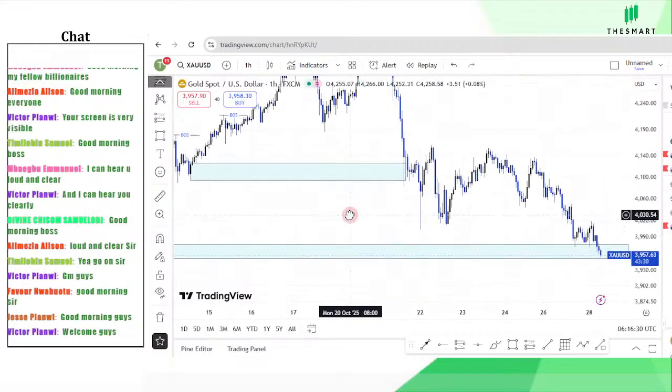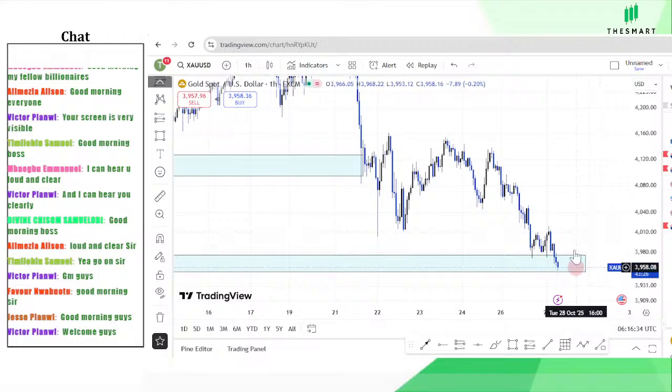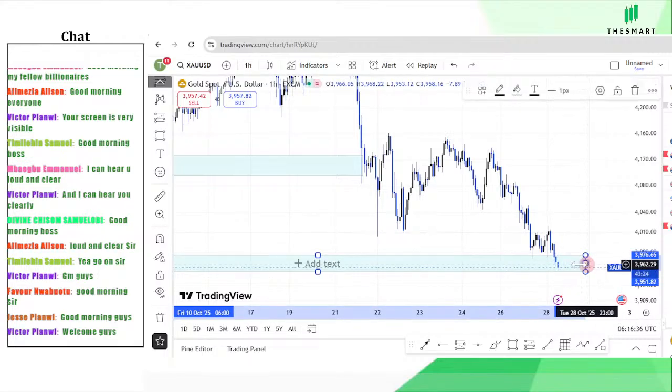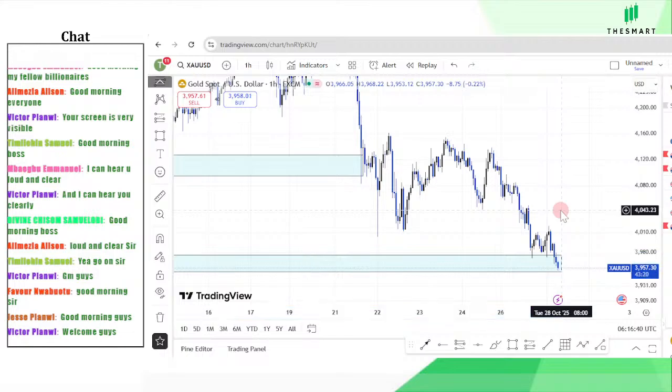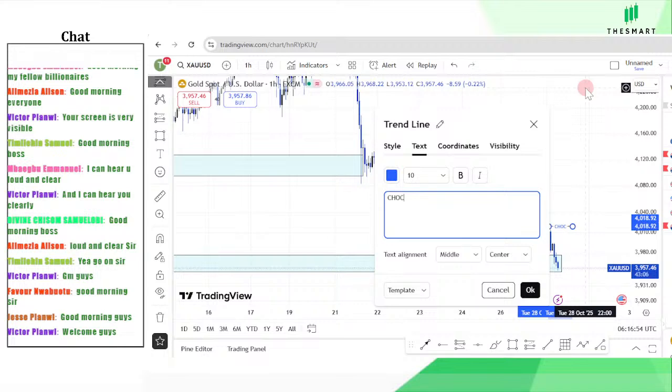Looking at this current price action, price is currently sitting on a demand level. For us to take this buy on the 1 hour, this is what we want to see. We want to see price give us a change of character on the 1 hour at this point.